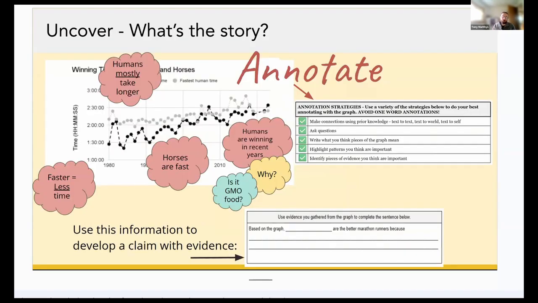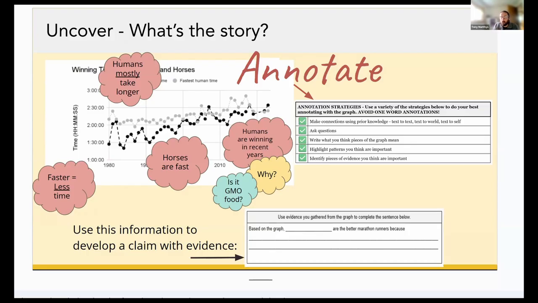So along with the graphs, there's a set of annotation strategies that are inspired by reading apprenticeship, just trying to help students make some connections to the graph and process how they're making sense of the data on the graph. And so, if your students are already familiar with these annotation strategies, they might be able to jump in, or this can be a really good whole class activity to go through these annotation strategies as a class for the first time, that gradual release of responsibility.